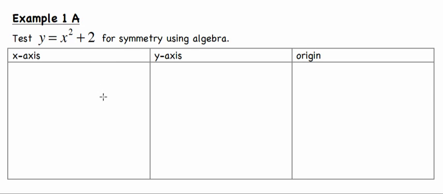For example 1, we are going to determine whether our equation has symmetry with respect to the x-axis, the y-axis, or the origin. And the way that we test algebraically if our equation has symmetry with respect to the x-axis, without even looking at the graph, is to take all of the y's in the equation and replace them with a negative y.